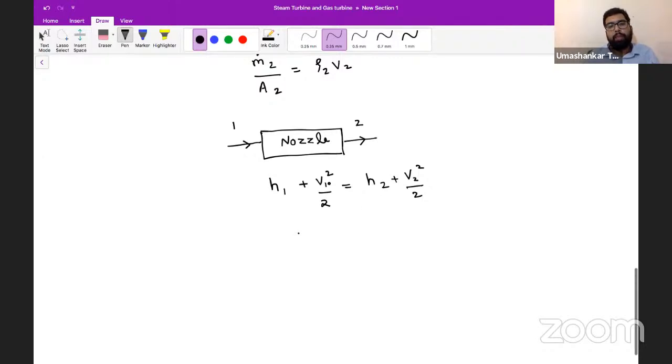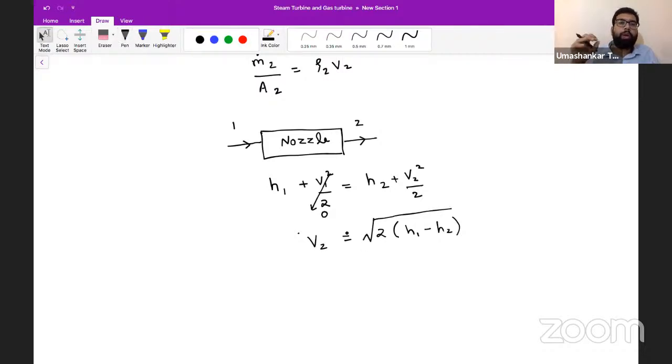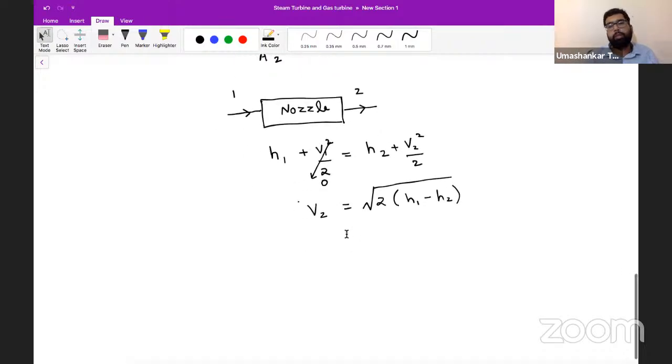So from here, if I neglect the entry velocity, which is very less, we can write V2 as under root of 2 times H1 minus H2. This is what we got from steady flow energy equation.